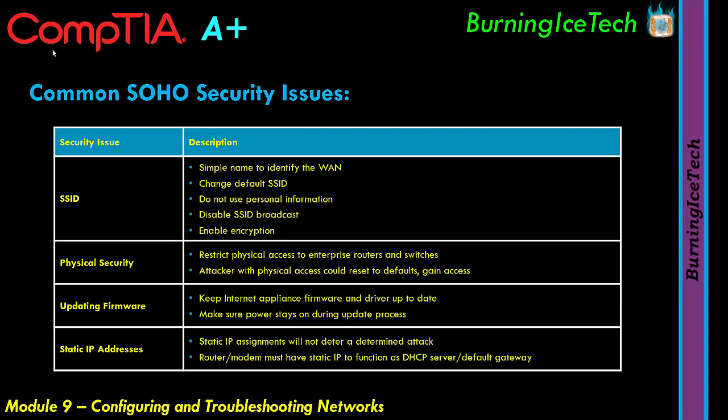Router and modem must have a static IP to function as a DHCP server or a default gateway. The DHCP server is the server, which is not necessarily a physical server, that's going to be dishing out your IP addresses. So your router must have a fixed IP. It's normally going to be 0.1 or 1.1 on your network.